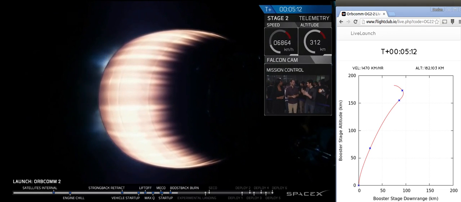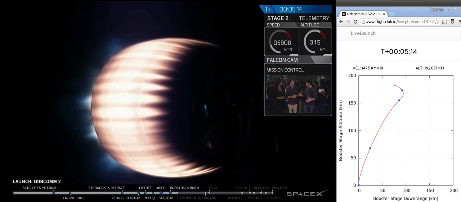Then there's max Q, and you have the maximum pressure. Past that, huge relief. Then the stage separation, and everyone here went nuts. People here are going crazy. And then the boost back. So everything is so far looking great, right?